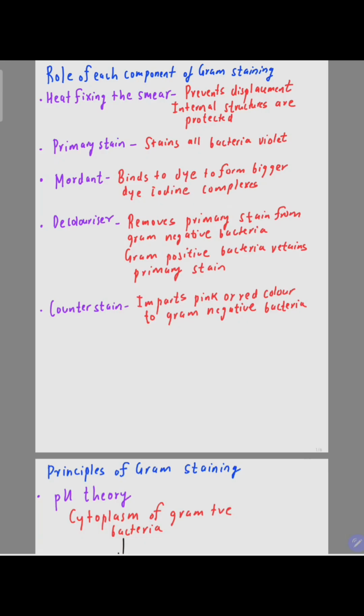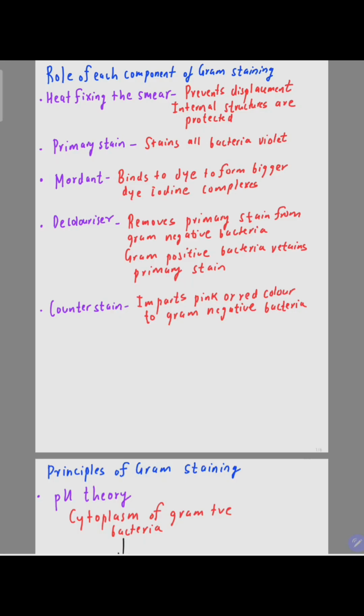Then comes the mordant. So the mordant was gram's iodine. Now the function of this mordant is that it binds to the dye to form bigger diiodine complexes. So this mordant, which is gram iodine, binds to the primary stain, which is crystal violet, to form bigger diiodine complexes.